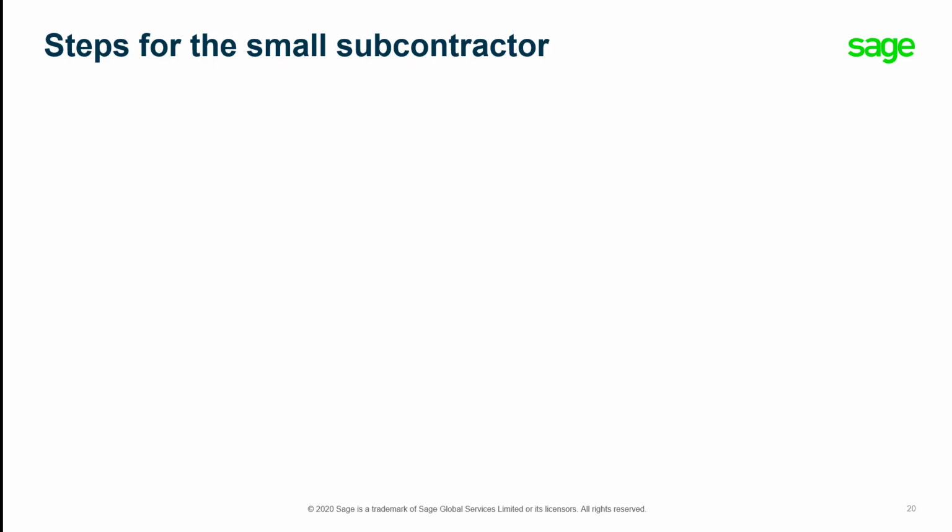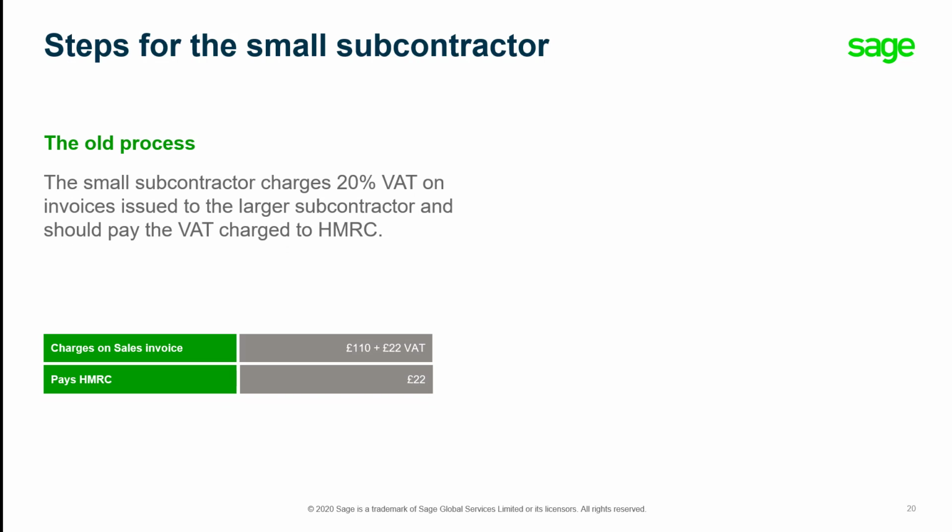The change for the small subcontractor comes when they need to send a customer invoice to the larger subcontractor, the next one in the supply chain. So first, let's take a look at the old process. Under the old process, the small subcontractor would charge 20% VAT on the invoices they're issuing to their larger subcontractor, and they should pay that VAT to HMRC. So in this example, you can see that they've charged £110 plus £22 VAT, and £22 is due to HMRC.